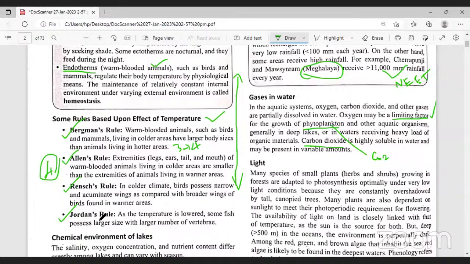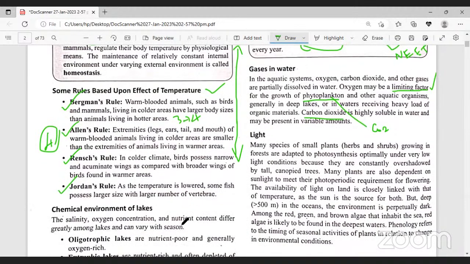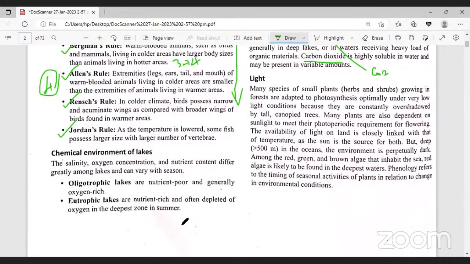The last one is called Jordan's rule. As the temperature is lower, some fish possess a larger size with a large number of vertebrae. Take the example of the Arctic and Antarctic. The temperature is very low there, minus 15, minus 66 degrees Celsius, even minus 150. In that area also, some of the animals will grow. That is very, very important.